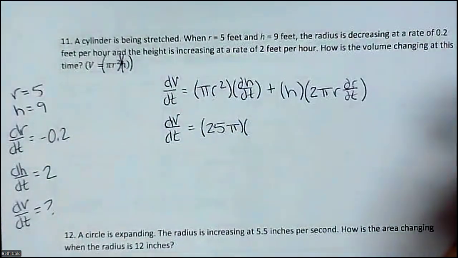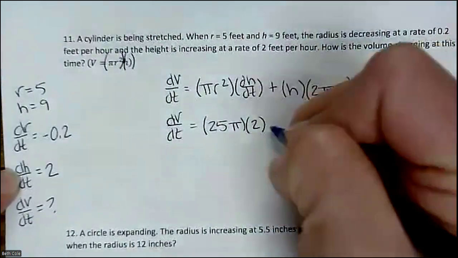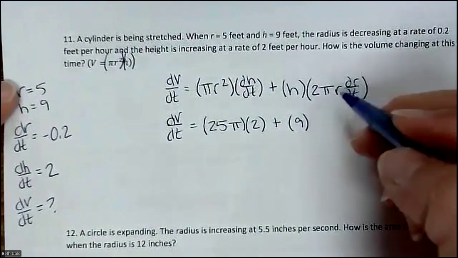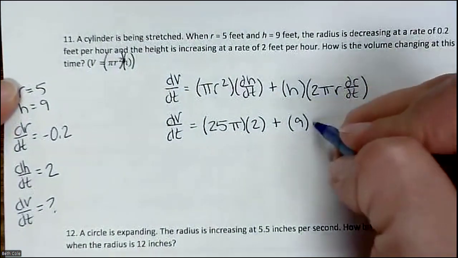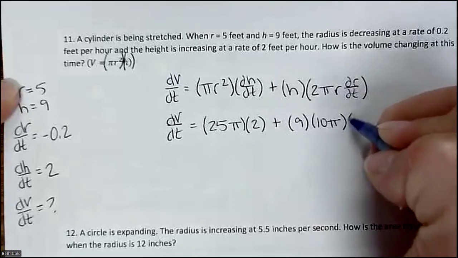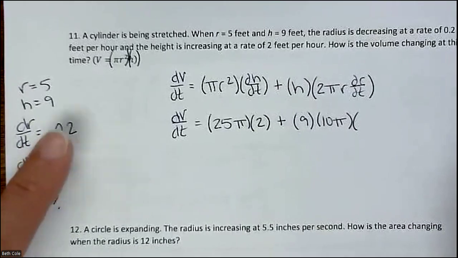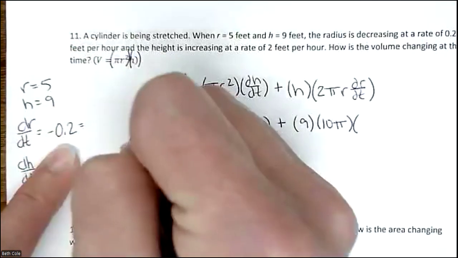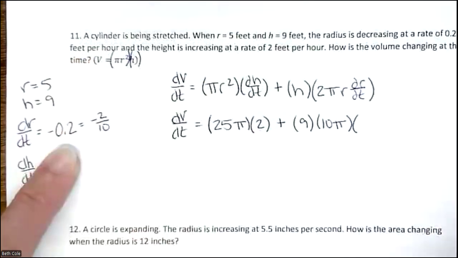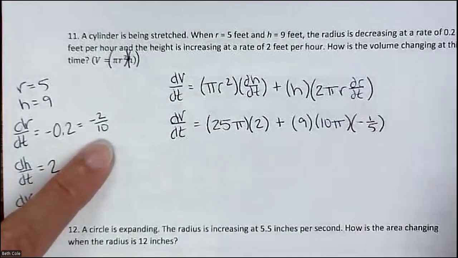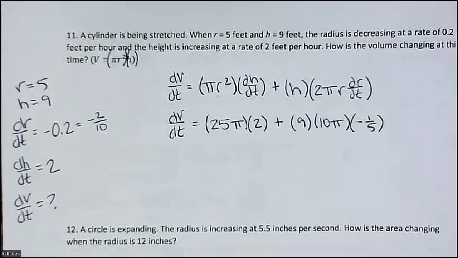All right. dh dt is 2. Height is 9. R again is 5. So 5 times 2 is 10. This will be 10 pi. Now this is negative 0.2. I would rather write that as a fraction. That would be negative 2/10, which would be negative 1/5. Okay. And we're going to have to keep going here because it's multiple choice. You have to keep going until you can figure out which one is your answer.